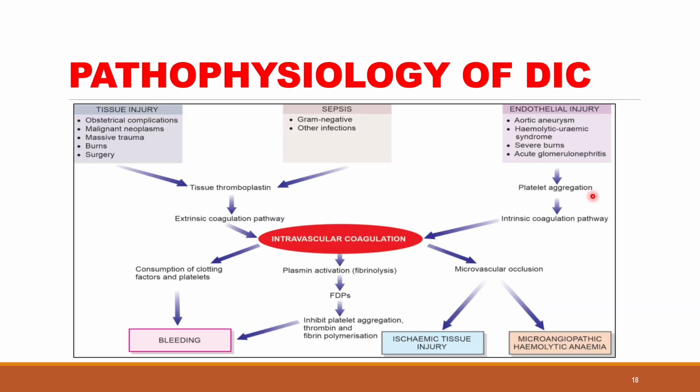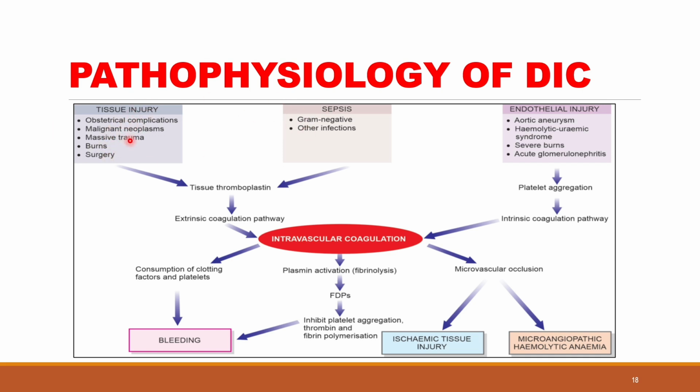See, in a nutshell, this is the main pathophysiology of DIC. The whole lecture can be condensed in this one slide. This is a very important diagram to understand the pathophysiology of DIC. See, we have a variety of etiology like tissue injury or sepsis. Sepsis means bacteria within the blood, and tissue injury could occur because of massive trauma, burn, surgery, or obstetric complication.